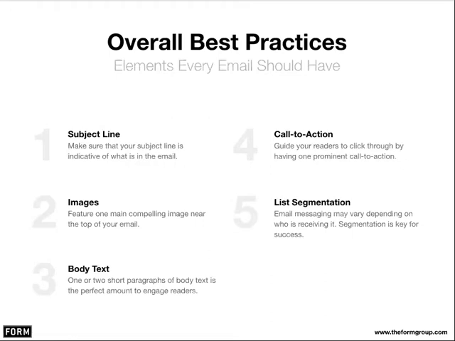The third thing is to have concise body text. Concise. For me, that means one, maybe two short paragraphs of body text. The reason why is, number one, we know that people scan when they read. So we don't want to have a War and Peace length article in the email, because we know that they're going to scan.